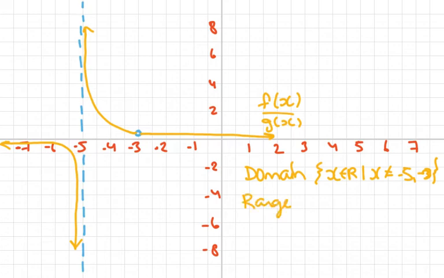And the range, we have a horizontal asymptote at y equals 0, and that hole is occurring when y is 1/2. So everything except 0 and 1/2. y is a member of the reals such that y cannot equal 0 or 1/2.